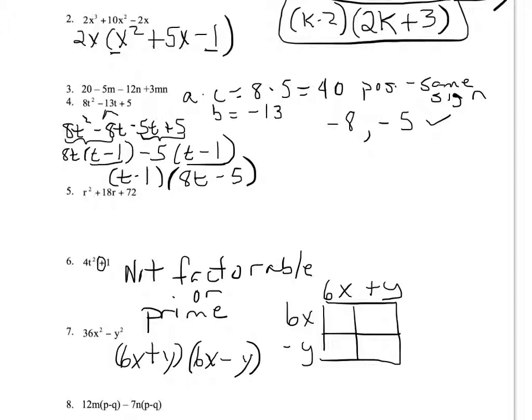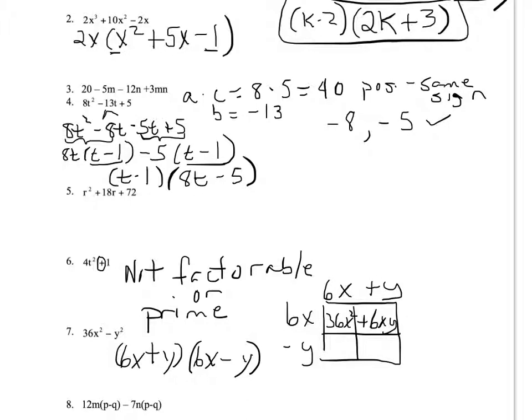And now when I multiply, I'll put the answer to the product in the box where the row and the column intersect. For example, 6x times 6x, the answer goes in this first box. That's 36x squared. 6x times positive y goes in the top right box. That's plus 6xy.